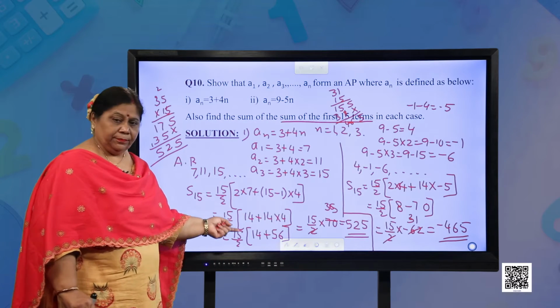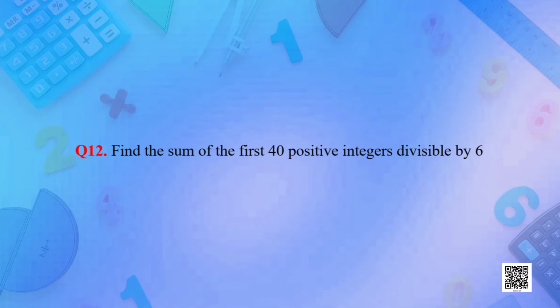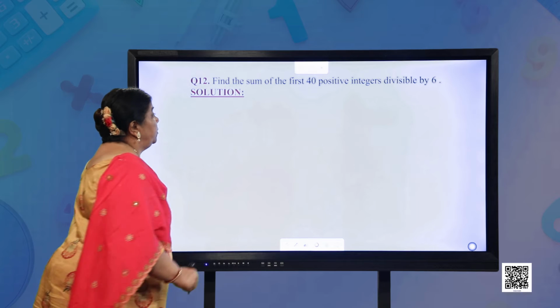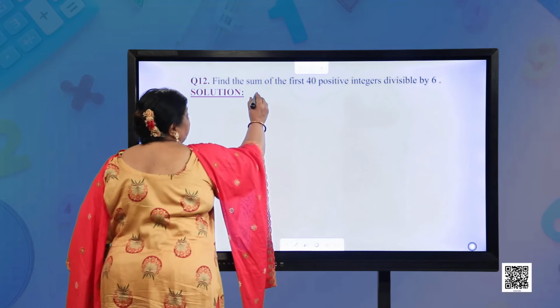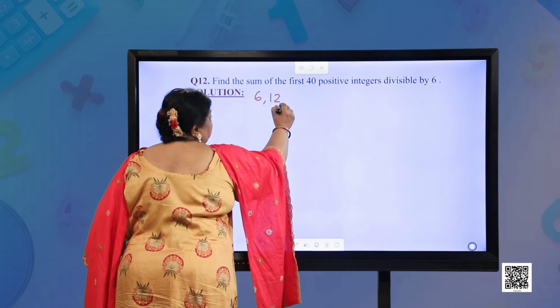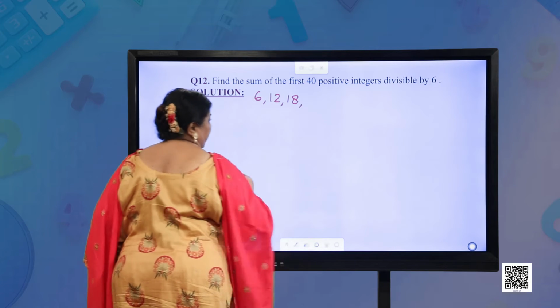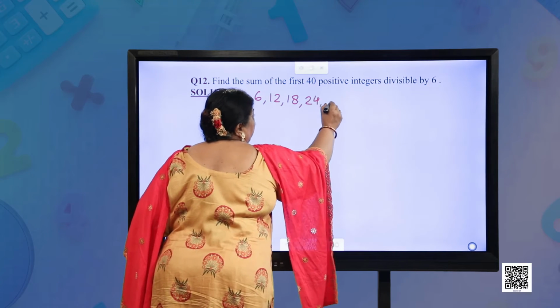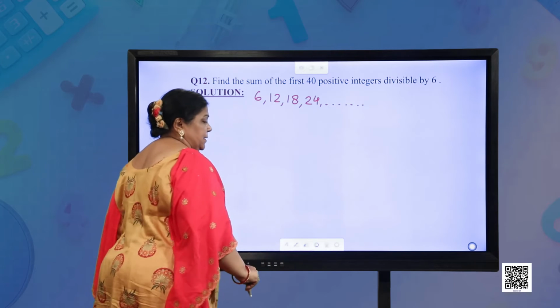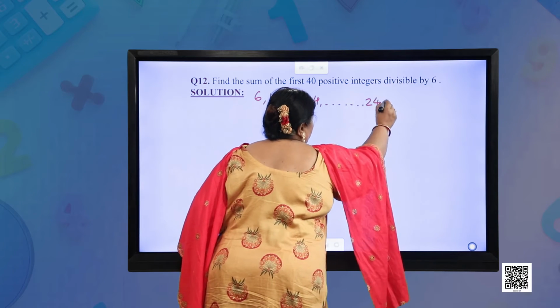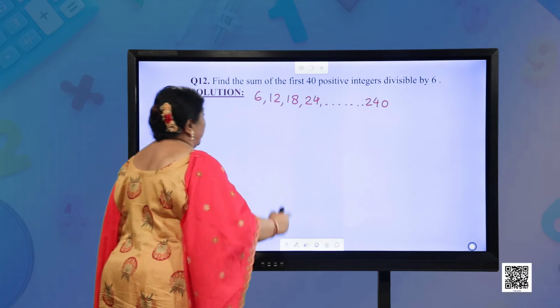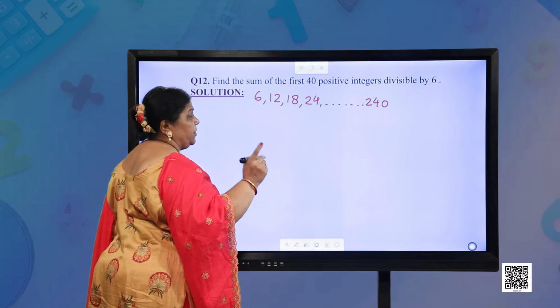I hope it is clear. So, let us do the next one. Find the sum of the first 40 positive integers divisible by 6. Okay. Now, divisible by 6 means what will be the AP? Yes, you are right. 6, 12, 18, 24 and so on. What can be the last term? Can you guess? Yes, 40 into 6. So, it is 240. I need to find the sum of the first 40 positive integers.